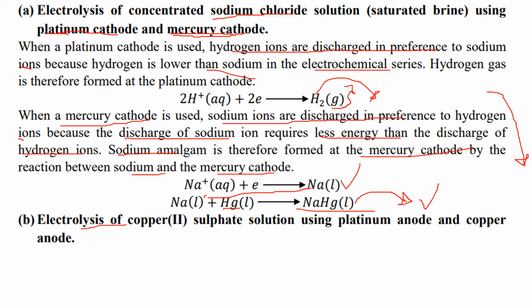So looking at part B, let's look at electrolysis of copper sulfate, one using the platinum anode and two using the copper anode. Just like we said, platinum anode is inert, but the copper anode is not inert. So let's look at the electrolytic reactions that are going to take place in such an electrolytic cell.